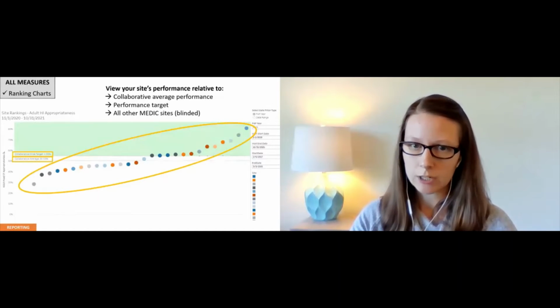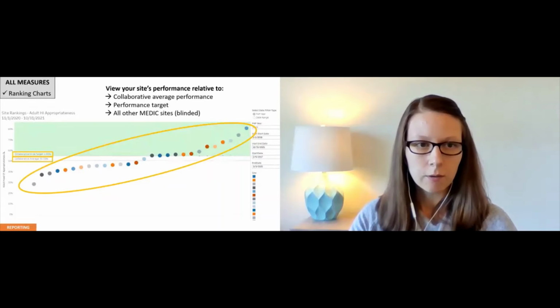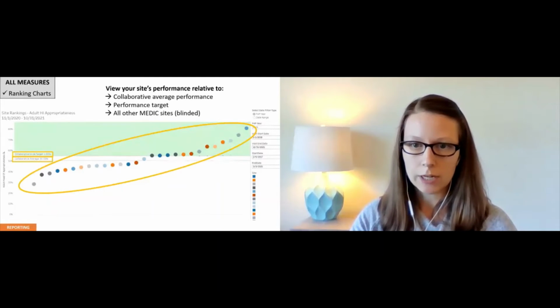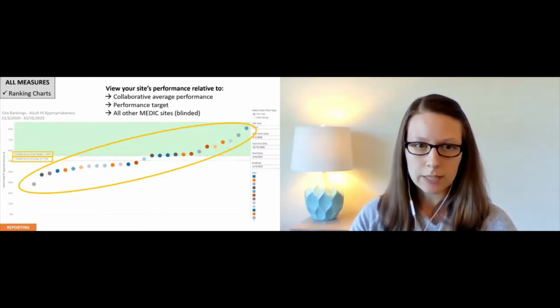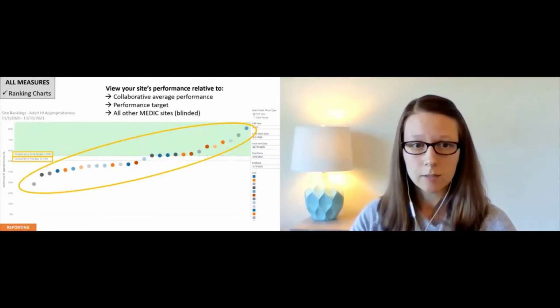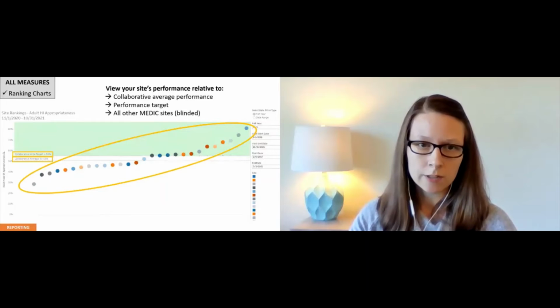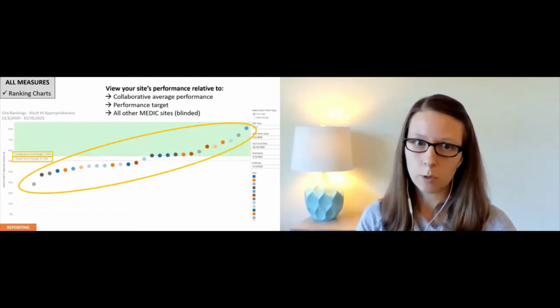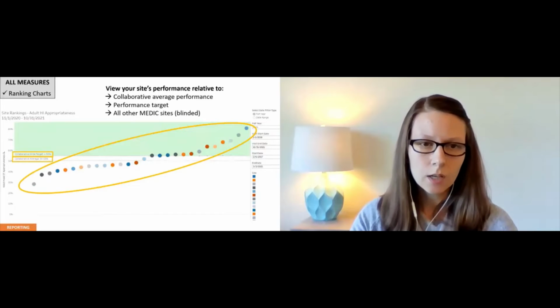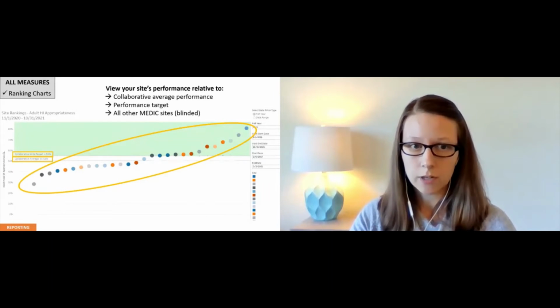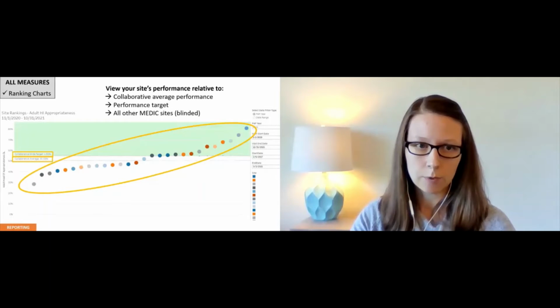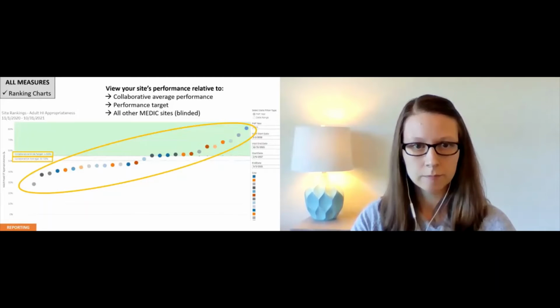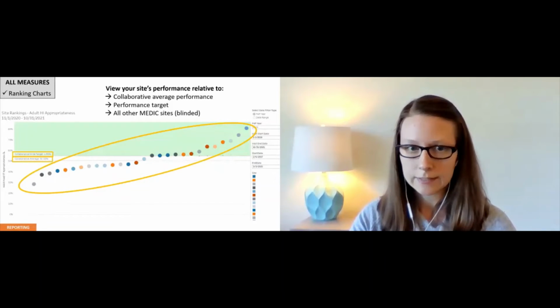So this first one here for the ranking charts, again, this is available for all measures. The one that's displayed here is for adult head injury appropriateness. So when you log in, you'll be able to see your site is labeled. So maybe you're that red dot in the middle and it will say your site name. All other sites will just have a star to represent that anonymity. If you have access to multiple sites, like if you're part of the Beaumont system, then you'll see all 4 Beaumont sites listed here. So the goal is to be able to see where your performance falls within the collaborative, and then also how you're performing relative to the target and the collaborative average, which are the 2 horizontal lines there. Next slide.